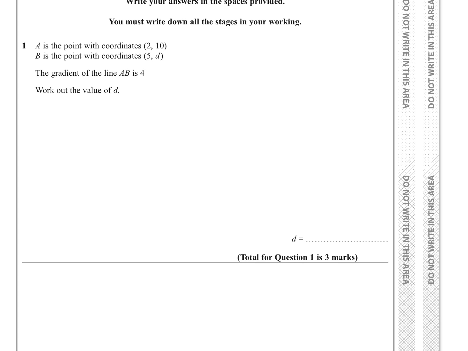Question 1. A is the point with coordinates 2, 10, and B is the point with coordinates 5, D. I think it should say "coordinates", it's the plural, but it doesn't really matter. It says the gradient of AB is 4, which means it's going uphill, so I think that diagram is a reasonably good diagram. So it's a nice positive gradient.